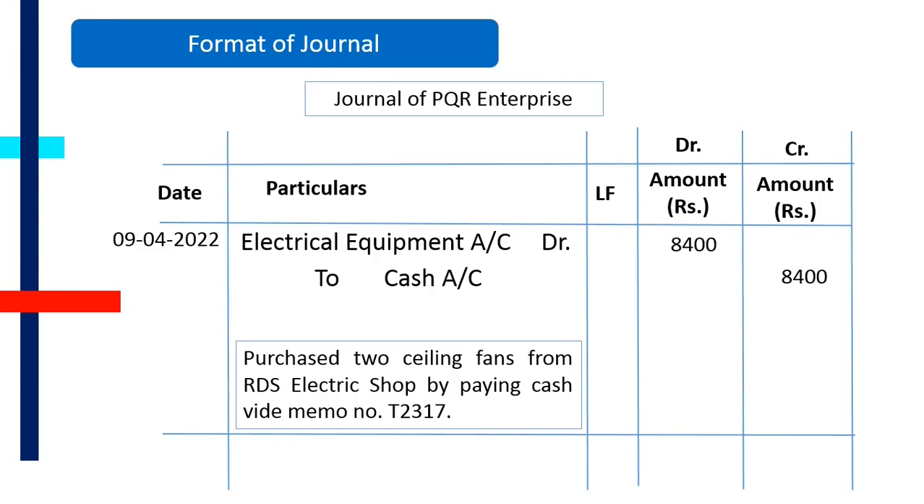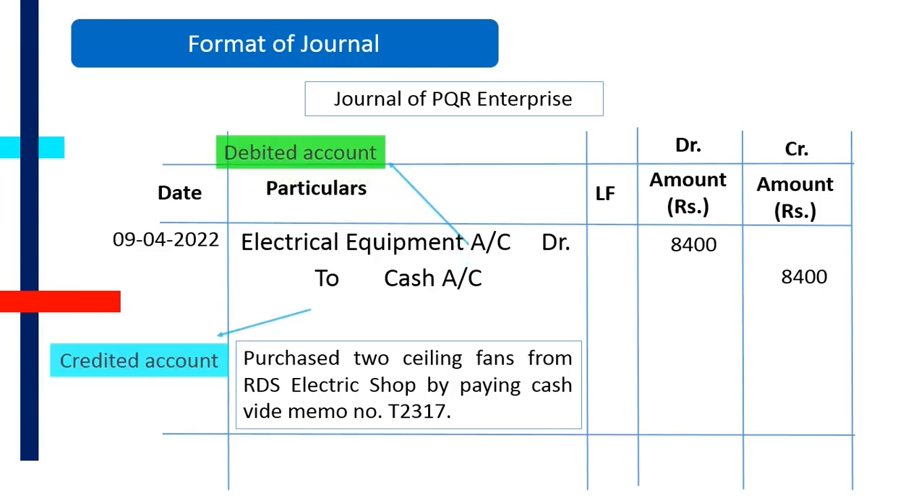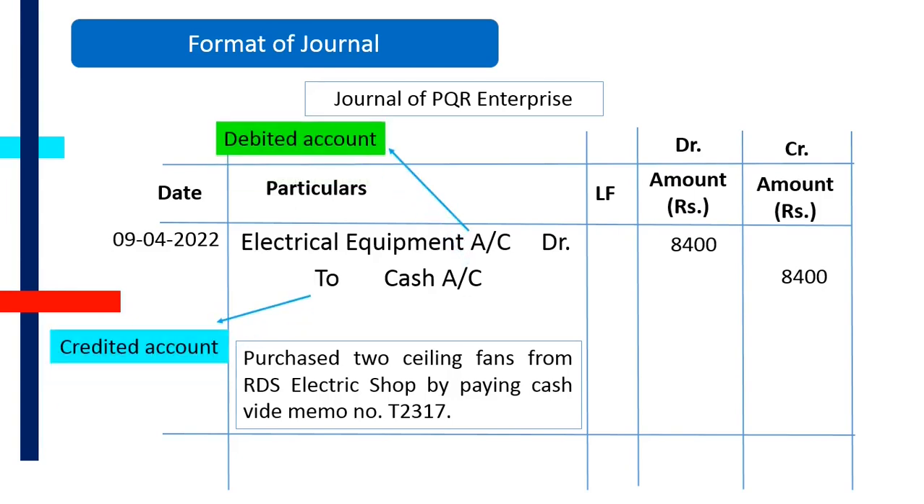In this imaginary example, electrical equipment account is being debited. DR is the short form of debit. Cash account is being credited. The credited account is generally prefixed by the word "to". CR is usually not written for credited transactions. The description at the bottom is termed as narration for this journal, which will help the business to find out the related details with regard to this entry.